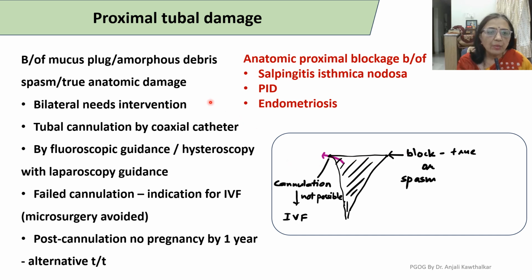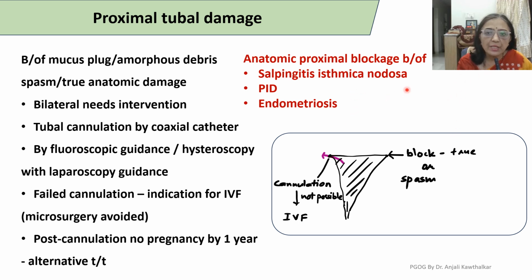So, for proximal tubal damage, the report on HSG can come as non-visualization of fallopian tubes. It can be because of the presence of a simple mucus plug, or some amorphous debris might be blocking the cornual end of the fallopian tube. There can be, as I said, a spasm of the uterus. Uterine spasm will create a picture of a block, or there can be a true anatomic damage because of some pathology. Anatomic proximal blockage can be because of these three reasons.